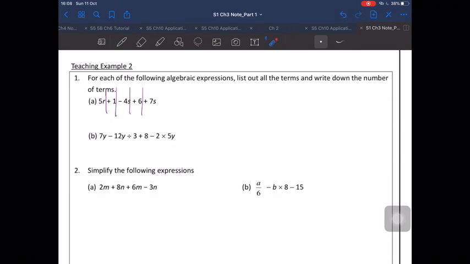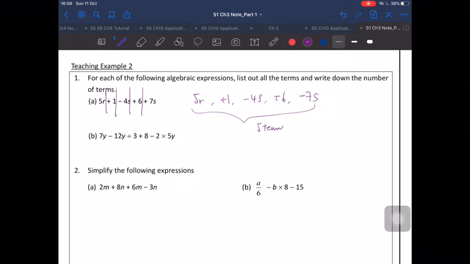Okay, so how many terms here? 1, 2, 3, 4, 5. So you will find that you have to list out 5R, positive 1, negative 4s, positive 6, and then positive 7s. So there should be 5 terms. Okay. And then the B part.